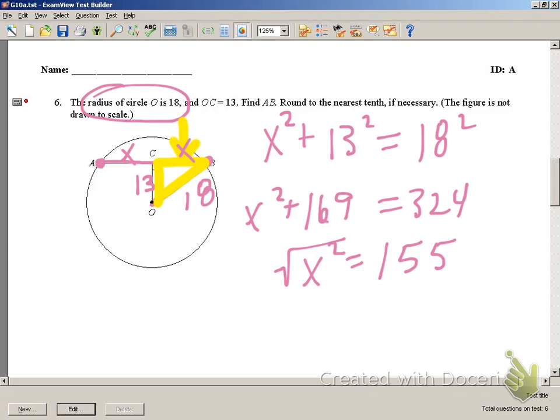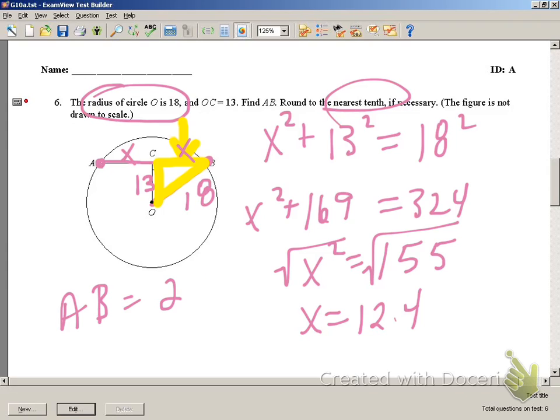So I have to take the square root here and here. It does tell us to round to the nearest tenth. So the square root of 155 is 12.4. So if x equals 12.4, then AB equals 2 times x, or 2 times 12.4, which is 24.8. That is your startup for this week.